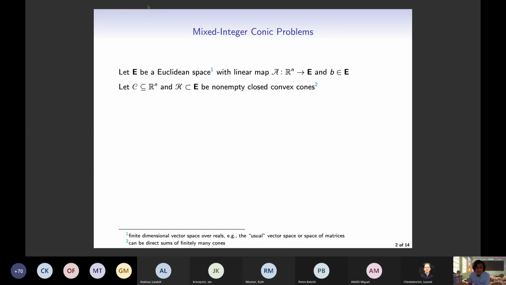All right, so just a general problem setting: mixed integer conic problems. Take two cones, C and K. I denote this general Euclidean space, but essentially you can think of your usual vector space, where we think of vectors as arrays. In a more general vector setting, even matrices form a vector space. So your cones could be in a matrix space, like the PSD cone, or in the standard vector space, like the orthant or the SOCP cone.